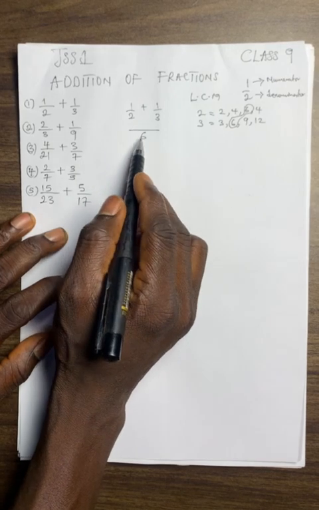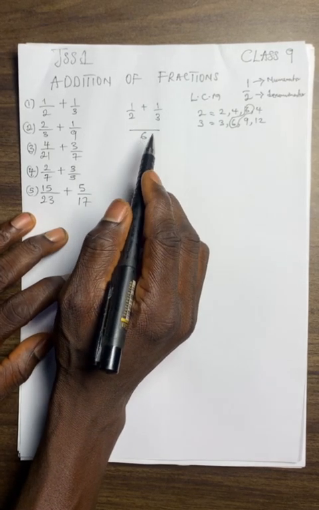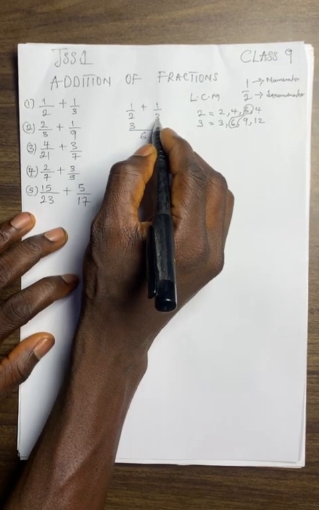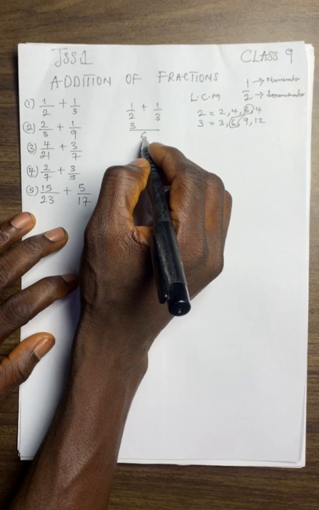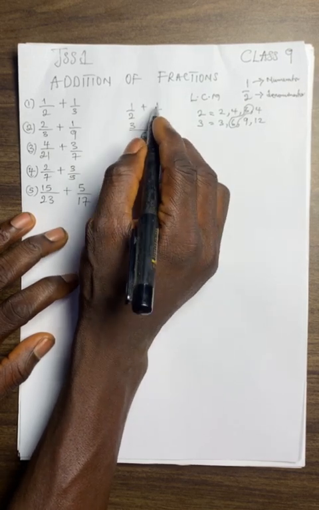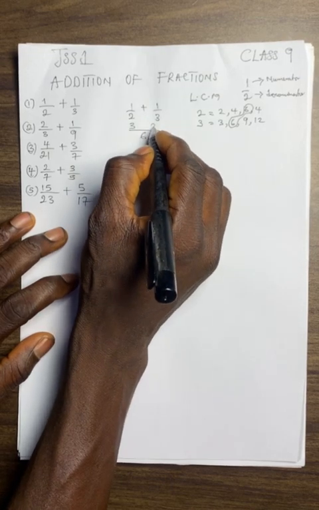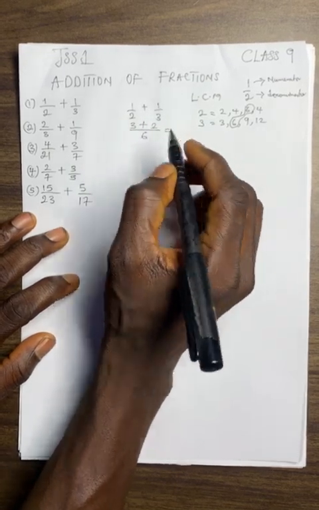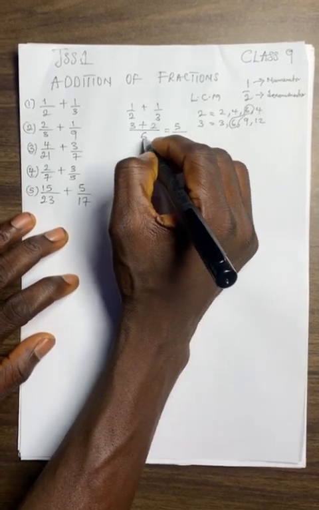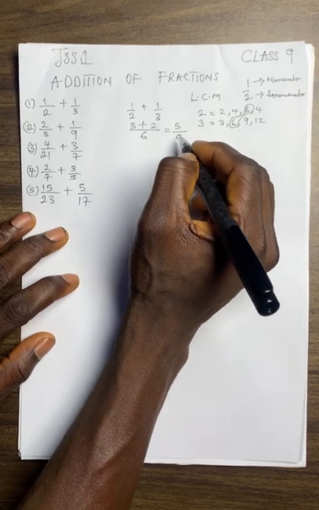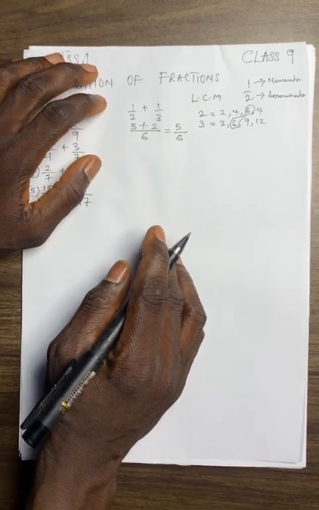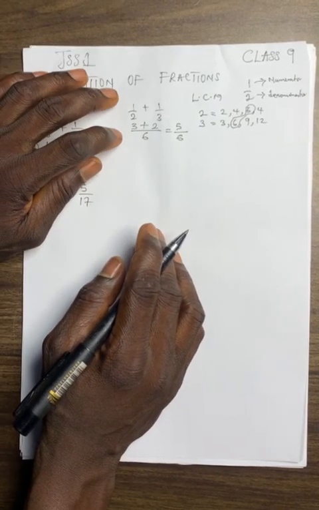How many 2s can we find in 6? We have 3. So 3 multiplied by 1 is what? 3. The same thing with this. 6 divided by 3 will give us what? 2. 2 multiplied by 1 is 2. Then our addition sign. Then we add these 2 together. 3 plus 2 is what? 5 over this denominator, which is 6. So this is the general way that we can do this.